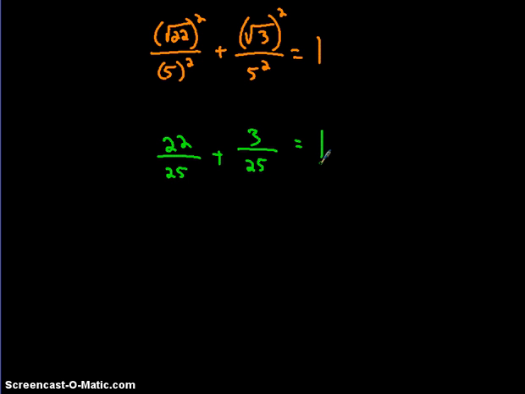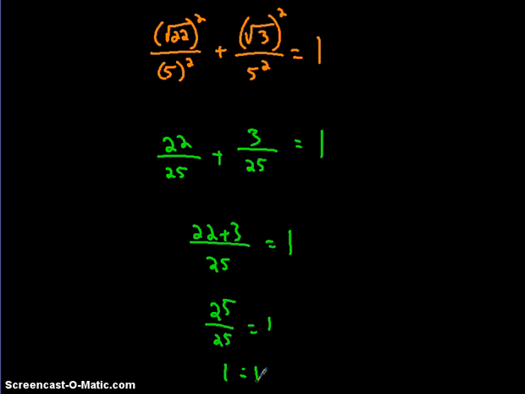So if that's the case, when I combine those fractions and they both have the same denominator, 25 and 25, I can add the numerators straight across. So I wind up having 22 plus 3 divided by 25 equals 1. And that basically is 25 divided by 25 equals 1. So I get 1 equals 1.